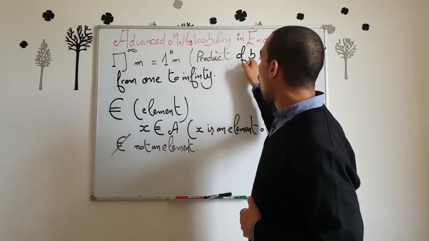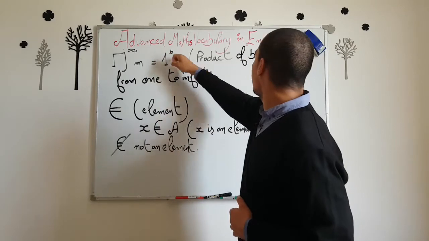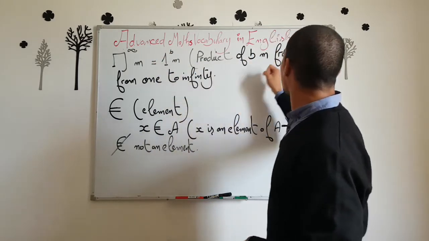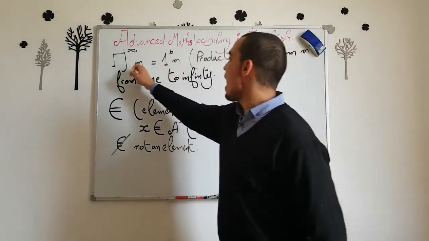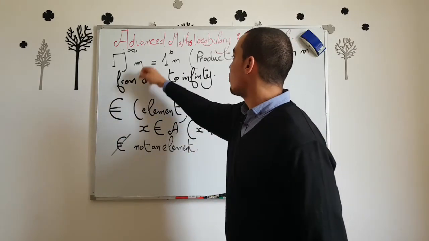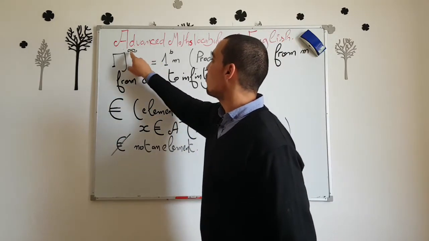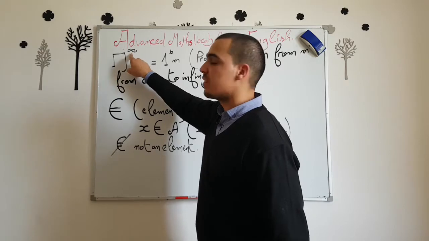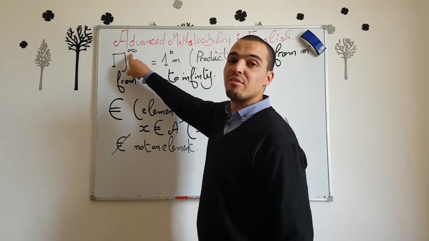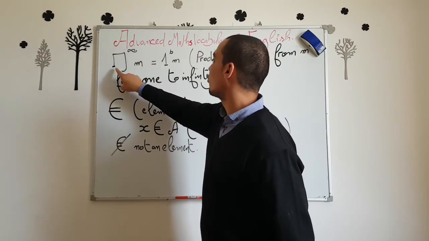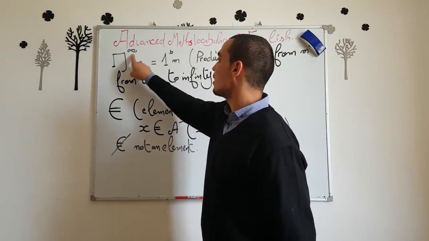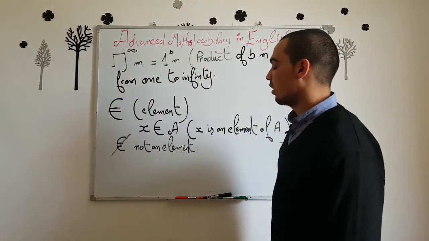Product of b m from 1 to infinity, okay? And this is the symbol of infinity. So this is the symbol of product, and this one is the symbol of infinity.